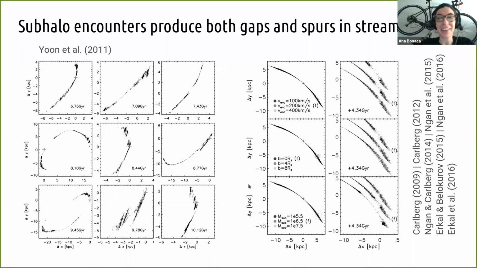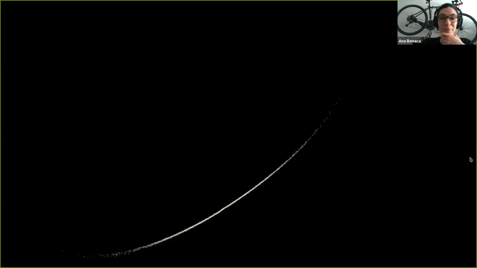we don't have any handle on what structures like the spur would be telling us. And so last year I did sort of a preliminary study of the parameter space, trying to create a model of GD1 encountering a massive object and to see if we can actually reproduce the observed structure of the stream.